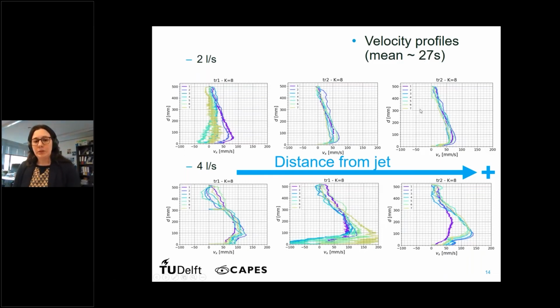What I would like to highlight is that mainly for these 2 upstream positions, we see over this period of approximately 200 seconds a quasi steady state of the flow, which is important for us because then we can derive statistics of the flow.